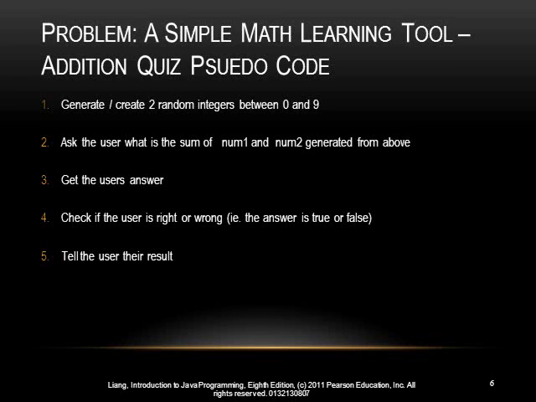So if we generate 7 and 9 as the numbers, we might ask a question, what is 7 plus 9? And then we'll get the answer from the user. So once we have an answer, then we can test, right, as to whether the answer is right or wrong. And so if we're going to check for something that's right or wrong, we're really going to need a Boolean of some sort, because we're basically testing to see if their answer is true or false.